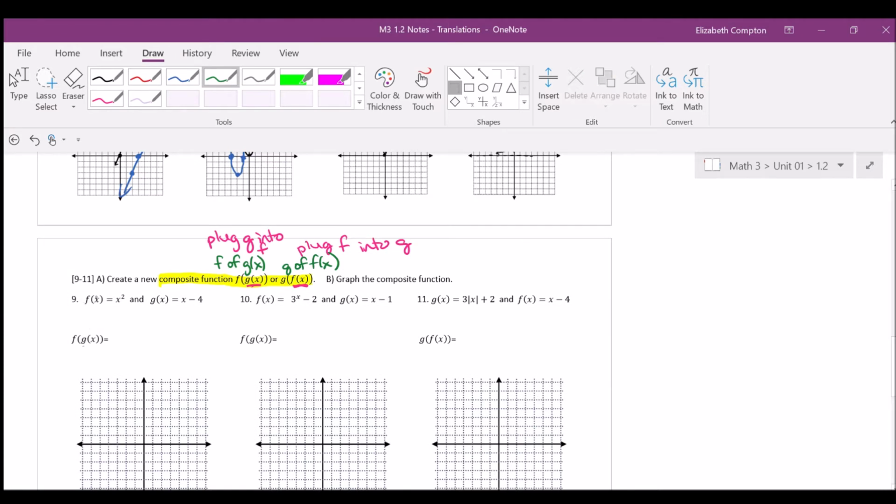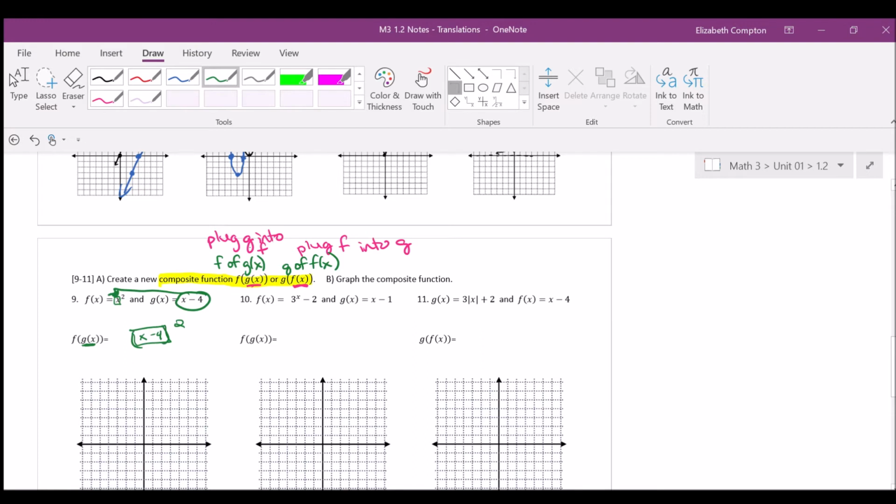They're telling us f is x squared, g is x minus 4, and they want f of g of x. G is on the inside. So when g is on the inside, let's look up here. We're going to plug g into f. So here's my x, so we're going to put g in the x spot. Another way to think about it is f is something squared. What goes in that something? Well, g is on the inside, so I'm going to write x minus 4.